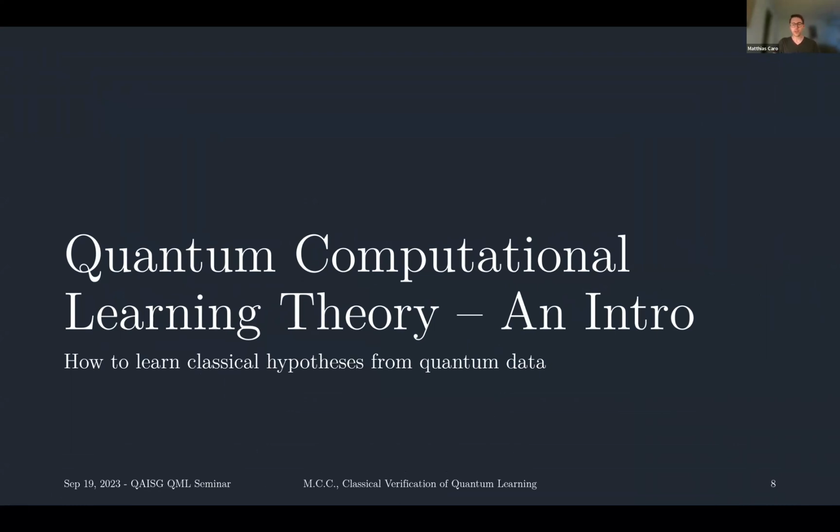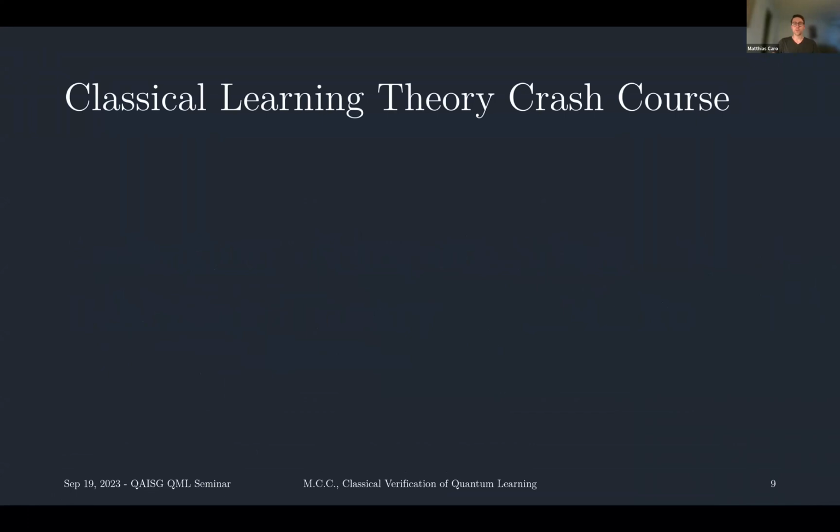So how can we learn classical hypotheses from quantum data? To talk about quantum learning theory, we first have to talk a little bit about classical learning theory. And here, I'll just tell you the way we formulated it in this paper. There's many formulations, but this is the one we chose. So we look at something called alpha agnostic learning. And here the alpha is just a number. And alpha agnostic learning has the following ingredients.